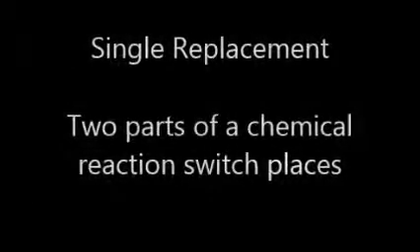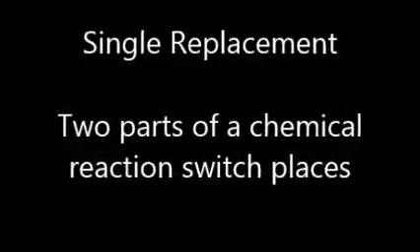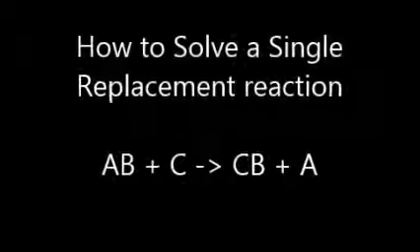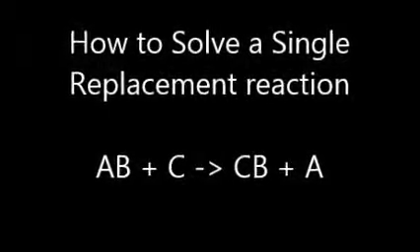And now moving on into the single replacement reaction. This is where 2 parts of a chemical reaction switch places. And this is the general idea of what you would have to do. AB plus C yields CB plus A.